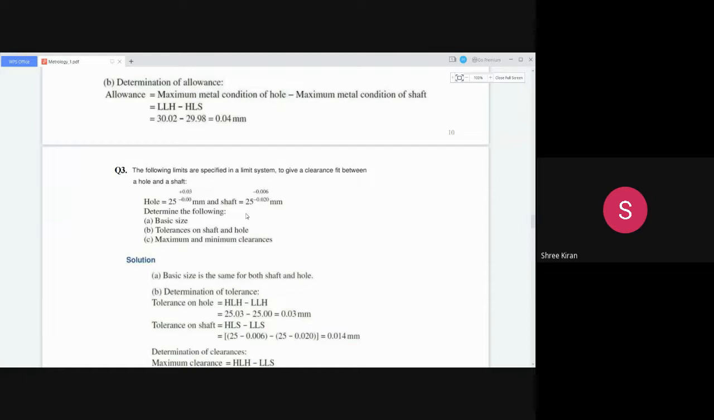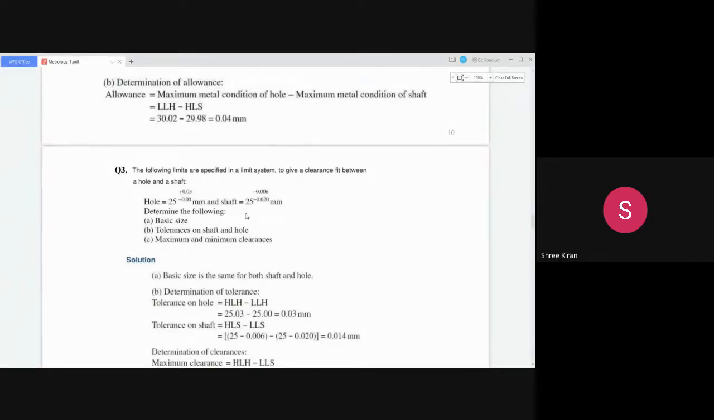In this case, the following limits are specified to give a clearance fit between a hole and a shaft, where the hole is 25 plus 0.03 minus 0.00 mm and the shaft is 25 minus 0.006 minus 0.020 mm. Determine the following: first the basic size, second the tolerance on shaft and hole, and third the maximum and minimum clearances. So these are the solutions we have to learn.